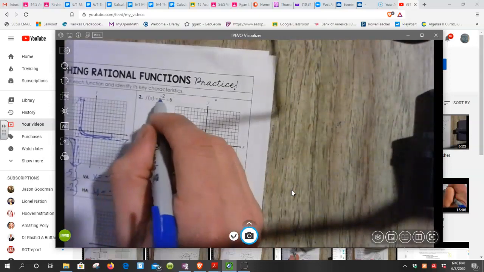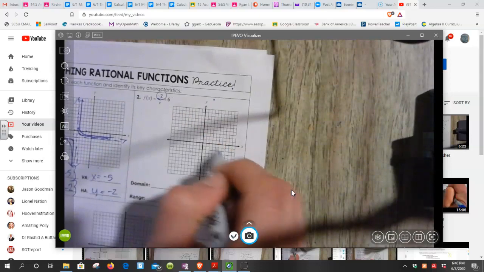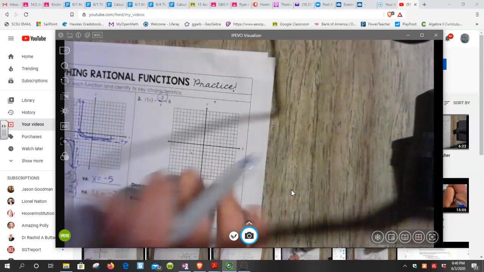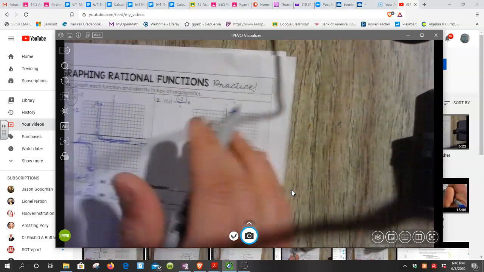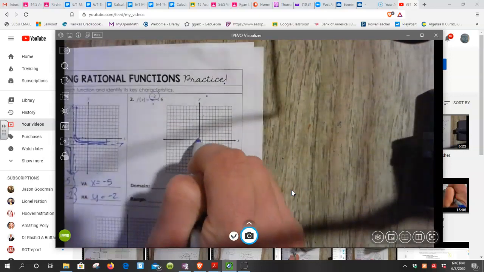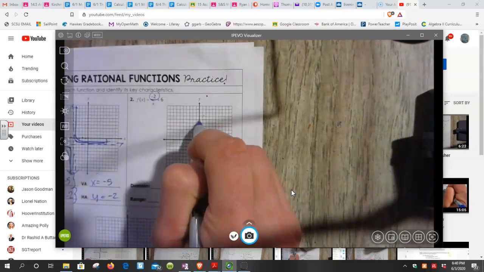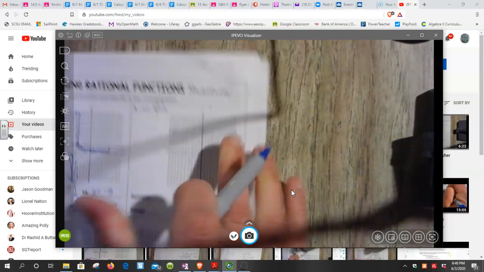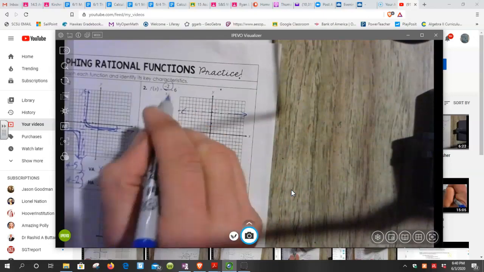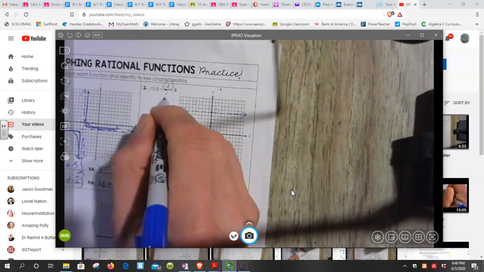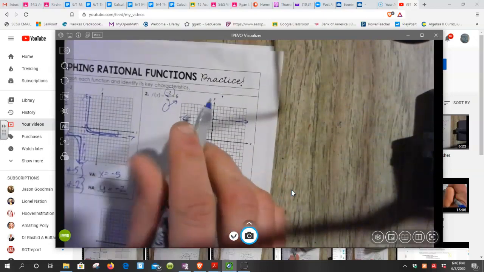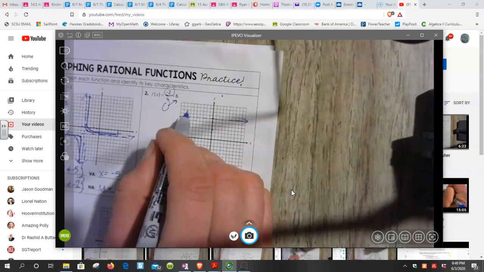So in this case, you know it's going to be flipped, so your hyperbola is going to be going this way. And we know up 6. Okay, there's your horizontal asymptote, because as this goes to 0, that's going to go to 6. That's 0, 6.